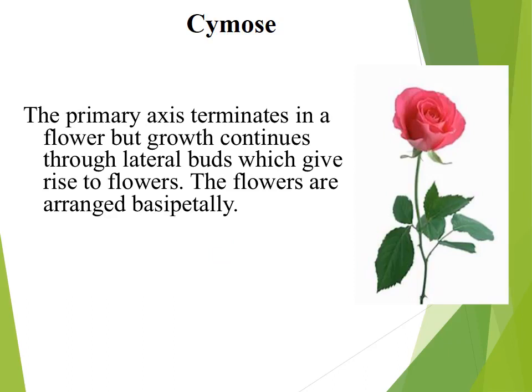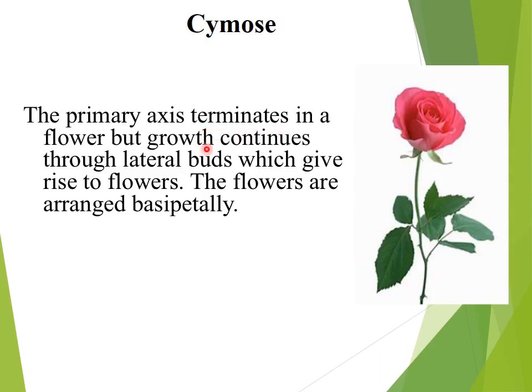Now this one is the cymose type of inflorescence. This is the second major type of inflorescence, cymose. The primary axis terminates in a flower, but the growth continues through the lateral buds, which give rise to flowers. The flowers are arranged basipetally.